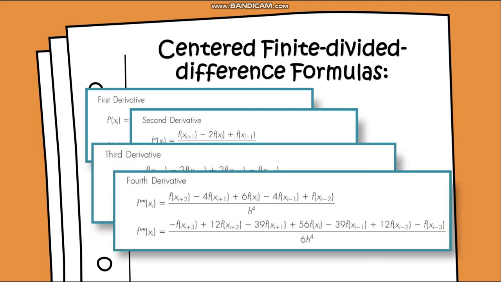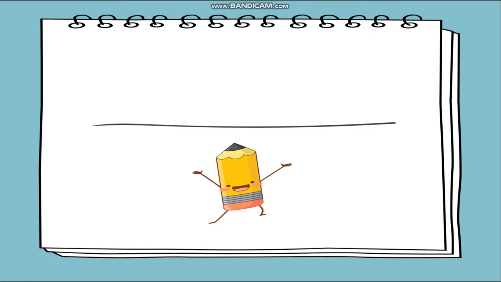In solving, you are free to choose which of these three sets of formulas you are going to use. You can either choose forward, backward, or centered. However, the centered finite divided difference is more recommended because it is more accurate compared to the two. To understand this method better, let me provide an example.